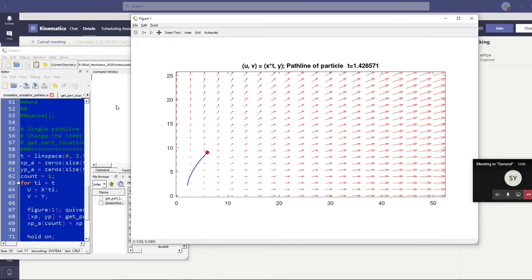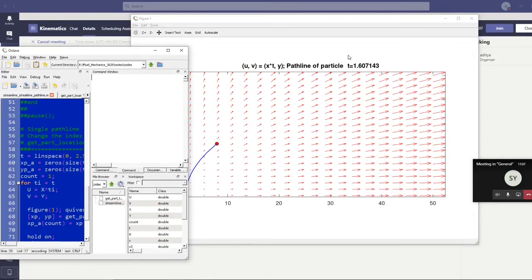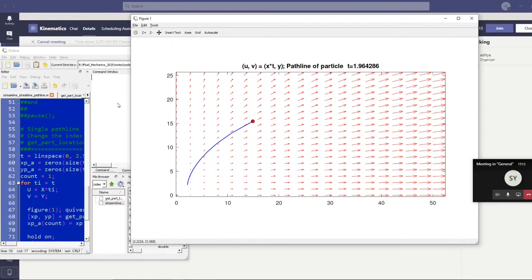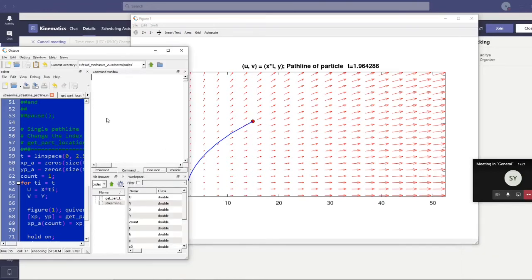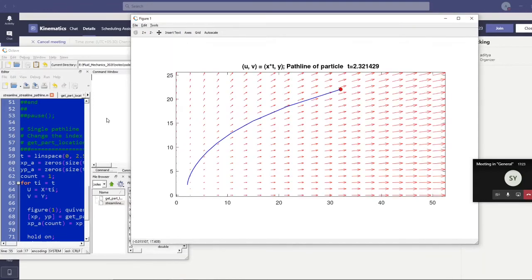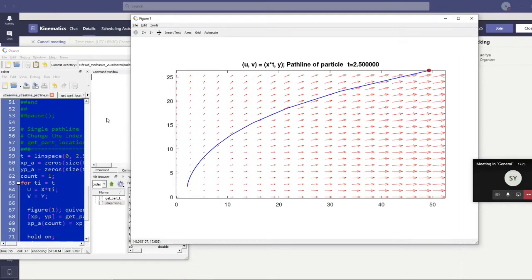So now the flow is slowly being dominated by the x direction because the value of time has increased to 1.6, and the particle will see that at this particular point the x velocity is quite high, so it will start to go more towards the right and less towards y. Okay, so this is the path line.